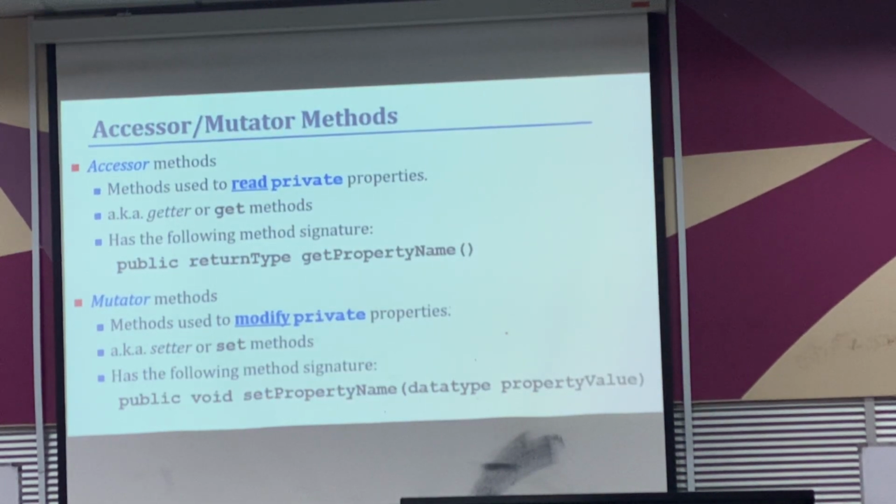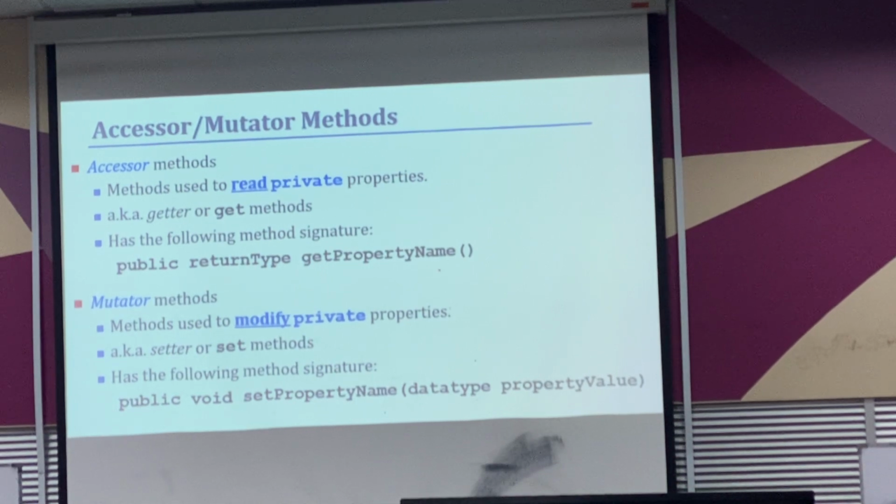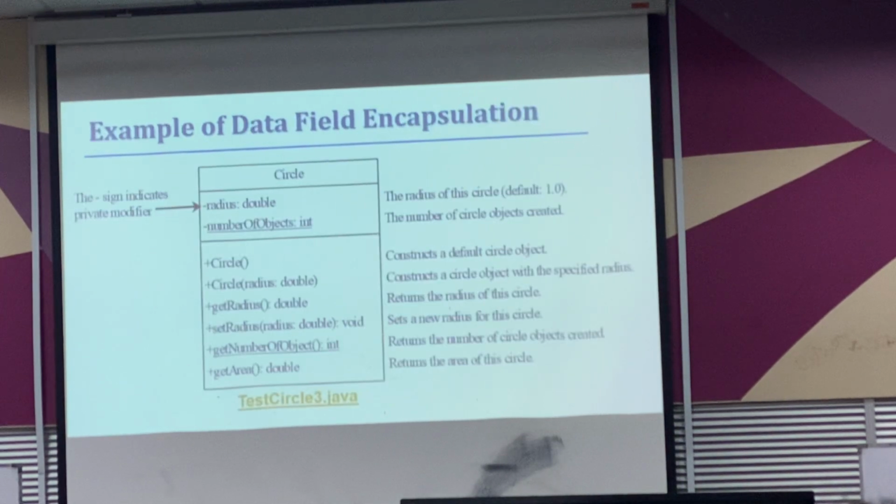Okay, accessor and mutator. This one I mentioned. Accessor refers to the get method, which normally returns the data. Mutator refers to the set method, which normally returns no data.